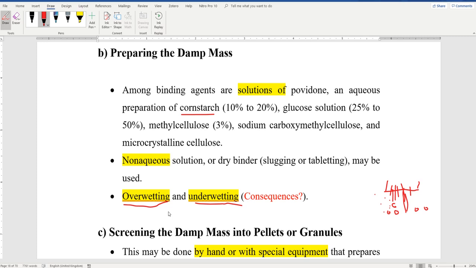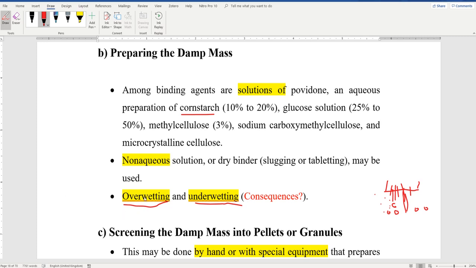There is what we call the granulation endpoint. Because we don't want to do overwetting or underwetting, we must stop at a certain point. This point is usually known by the experienced in the field.